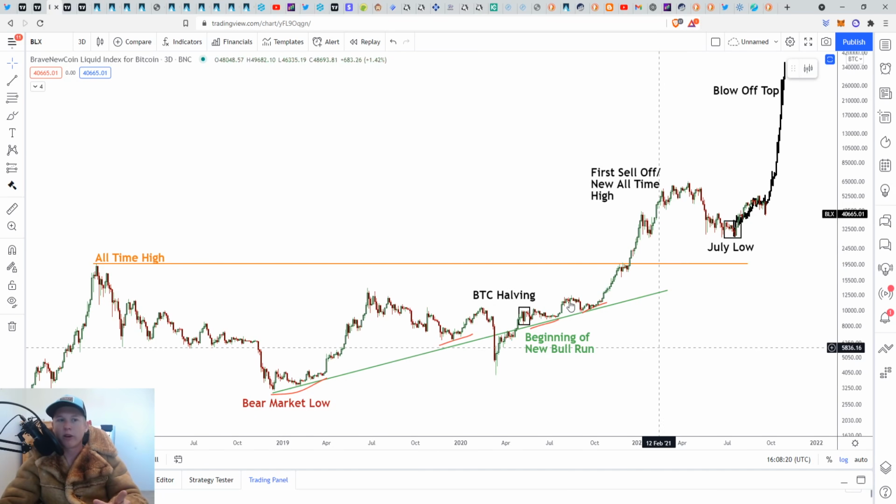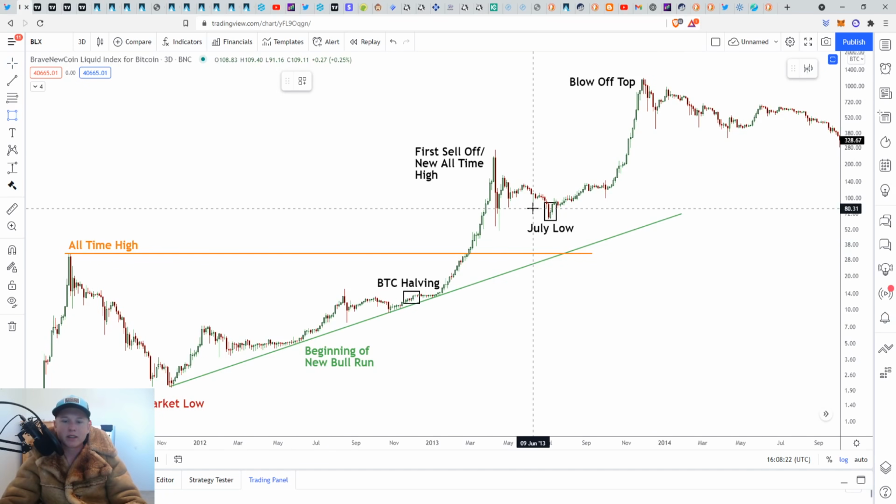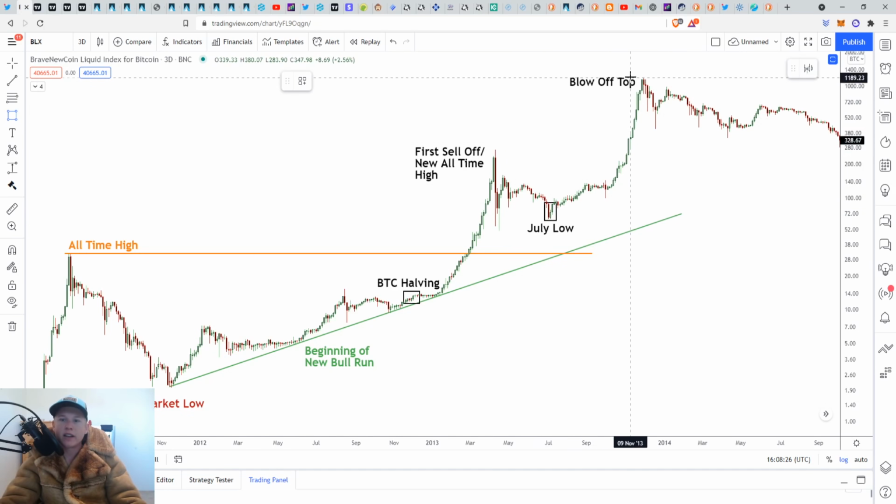And what we've seen up to this point, what did we see in 2013 in the first cycle after the July low? We saw a massive rally into new all-time highs.